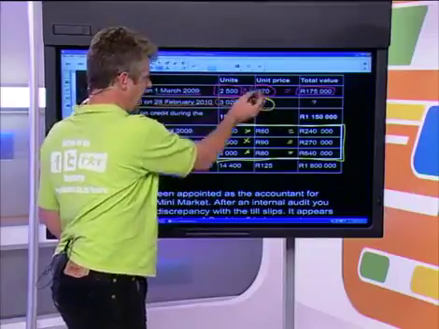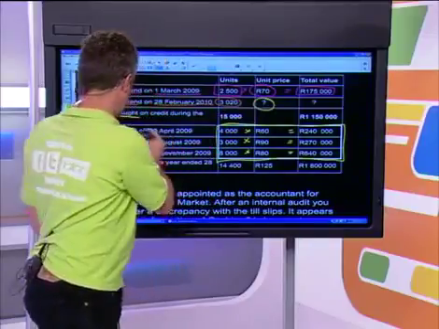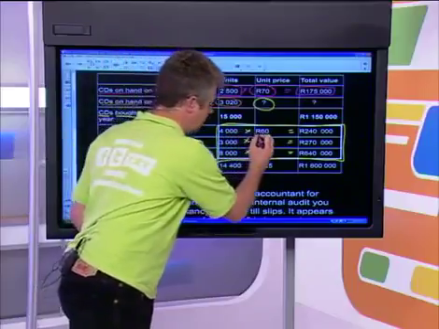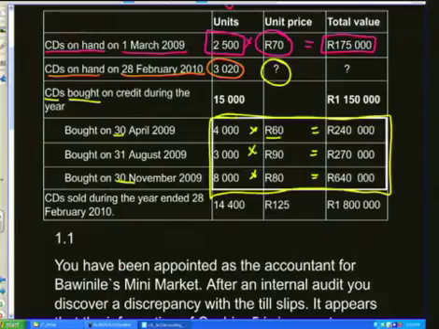The CDs that we had an average price of 70 Rand, but then the CDs we bought in April cost 60 Rand. Then in August, they cost 90 Rand. There was a massive price rise. And then in November, the CDs only cost 80 Rand. So there's been a big change in prices.